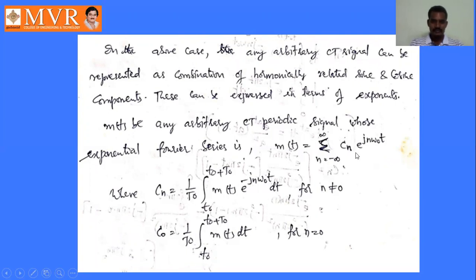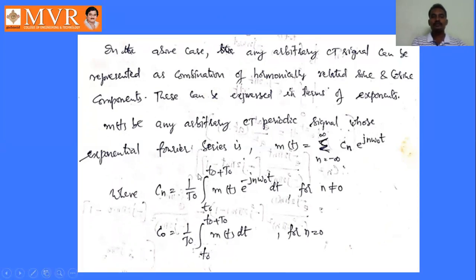Here is the exponential Fourier series form of m of t. Basically m of t is an arbitrary continuous time periodic signal whose exponential form Fourier series is represented as m of t equal to sigma n equal to minus infinity to infinity Cn into e power jn omega naught t, where this Cn is expressed as 1 by T naught integral t naught to t naught plus capital T naught m of t into e power minus jn omega naught t dt. Here n is not equal to 0, and if you substitute 0 in the place of small n, then it will become c naught.